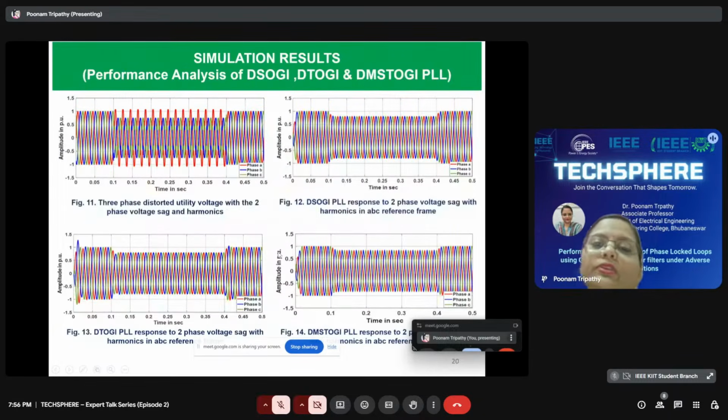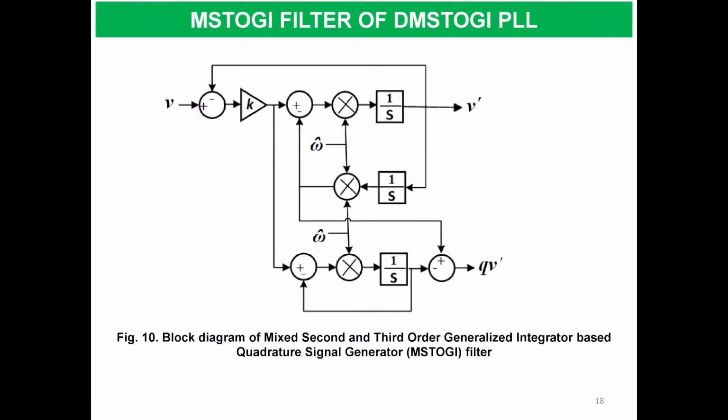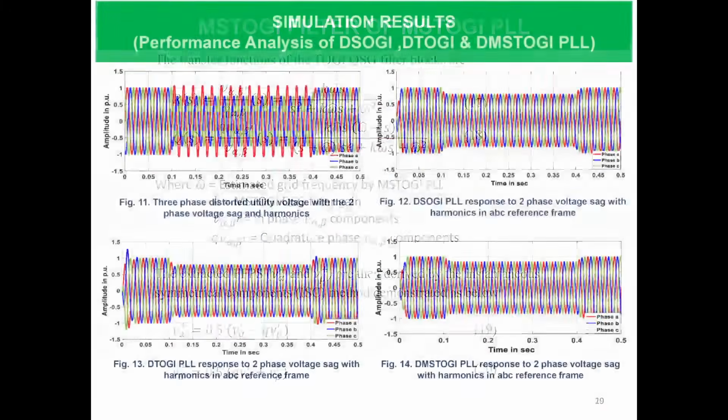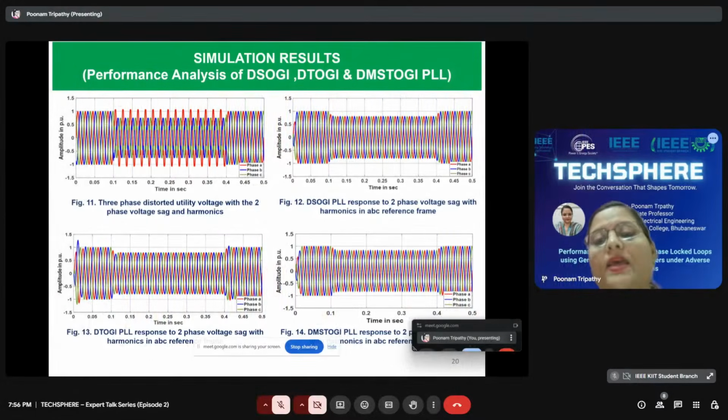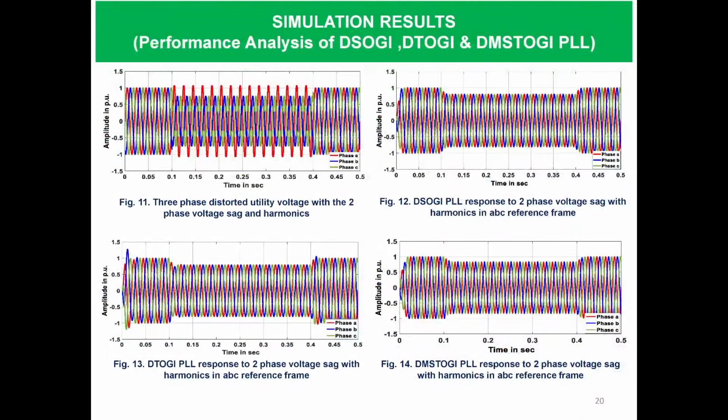So finally, coming to the simulation results, here a comparative result analysis of all the SOGI, TOGI and MS2G filter based PLLs has been done. So basically the performance analysis of DSOGI, DTOGI and DMS2G PLL has been done for 3 test cases, which are highly vital for any operating grid condition: the harmonics, then DC offset, and the third one is the frequency jump. So initially, the test case considered is the 2-phase voltage sag with 5th and 7th harmonic.